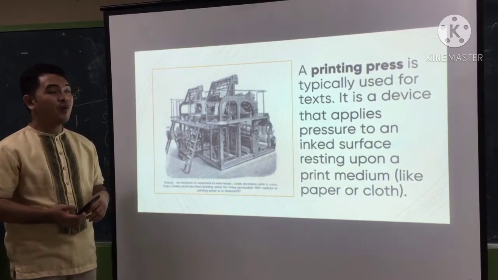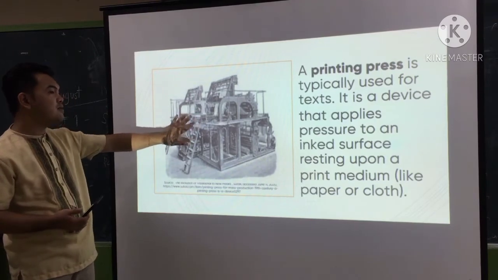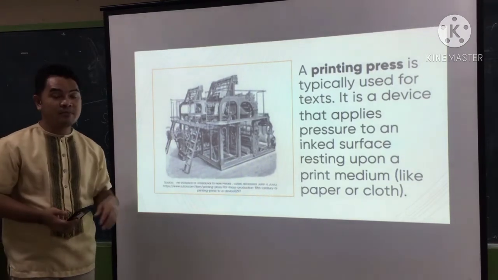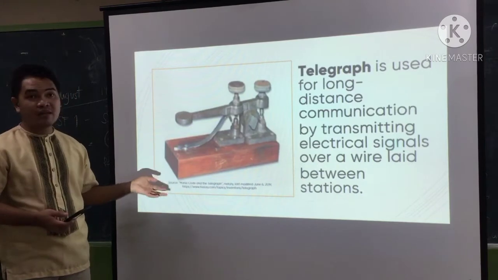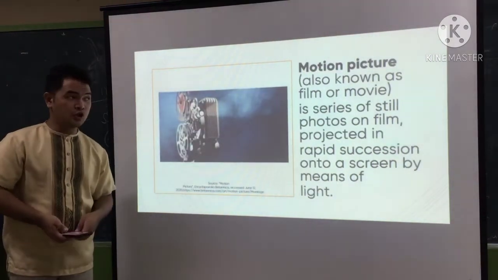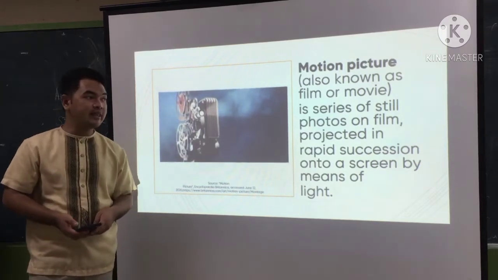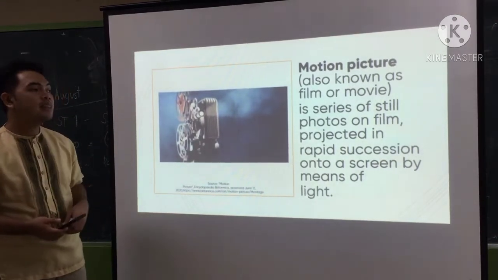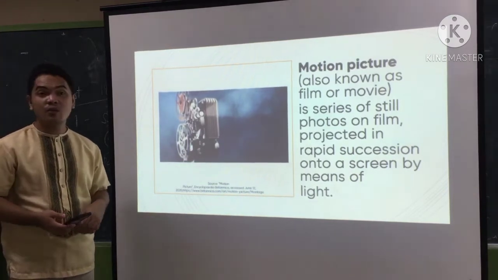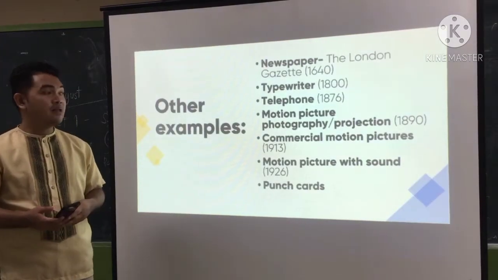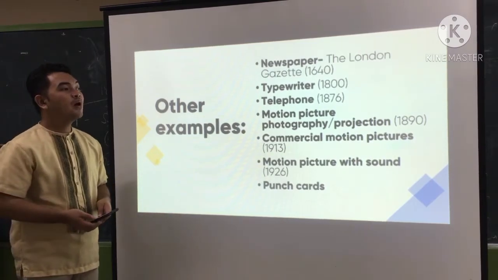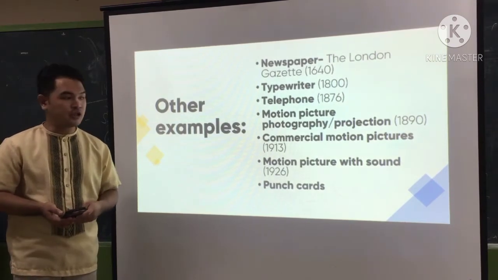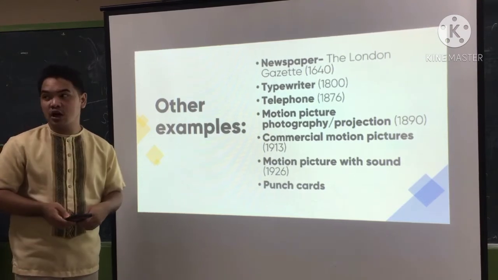It uses a vortex. This device applies pressure to an inked surface resting upon the print medium such as paper or cloth. So this is an example of a telegram. The motion picture, which is also known as film or movie at that time, is a series of still photos and film projected in rapid succession on a screen by means of light. Other examples for that are the newspaper, which you can see nowadays, and also the typewriter. So we have the telephone, the commercial motion picture, and the punch card.